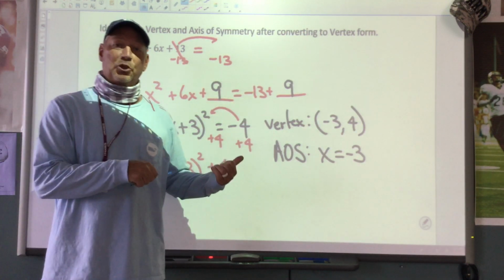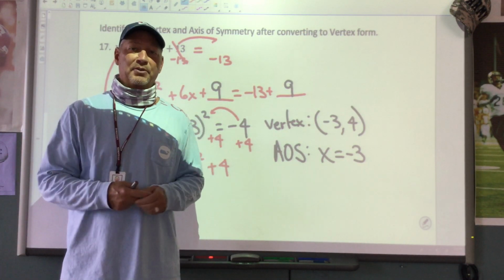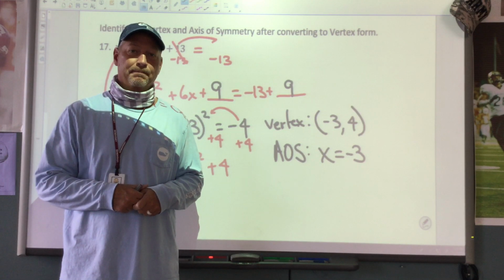All right, that's how you complete the square. That's how you convert from standard form to vertex form.